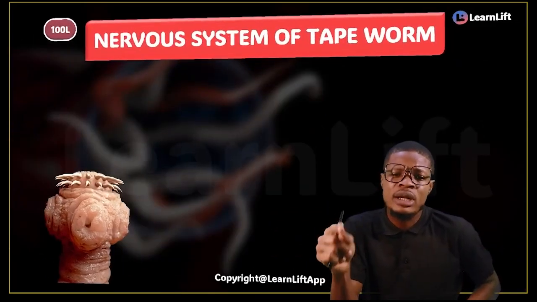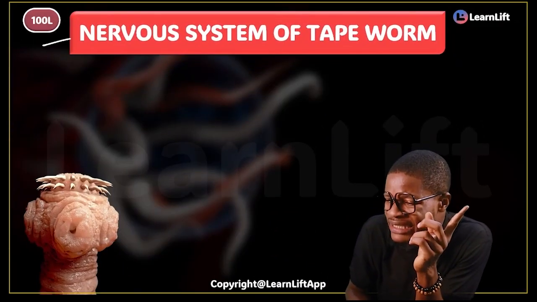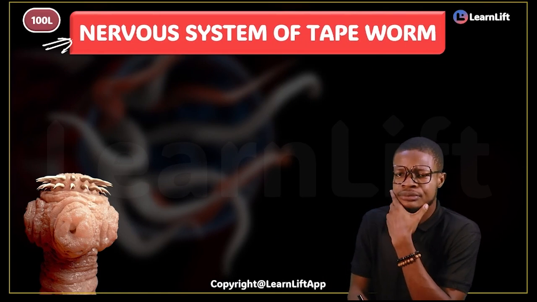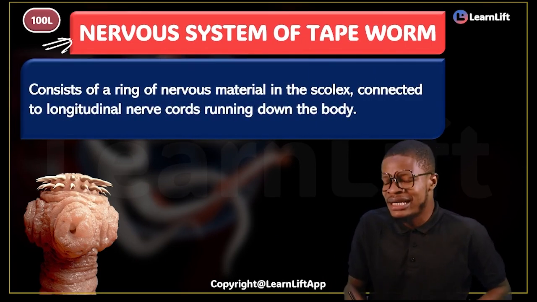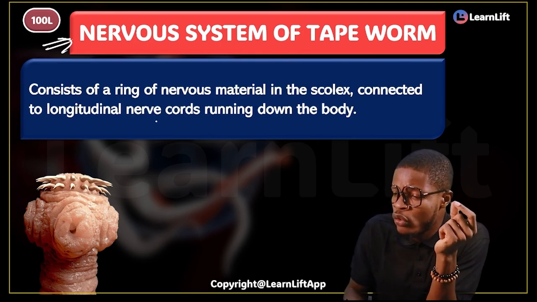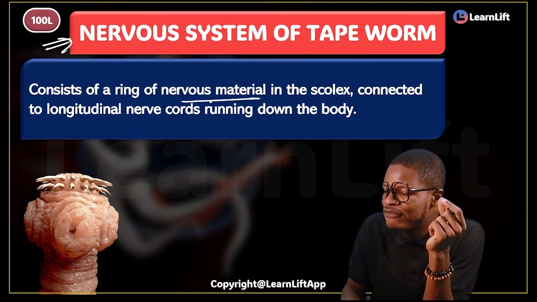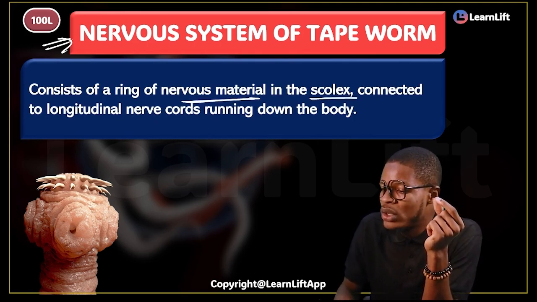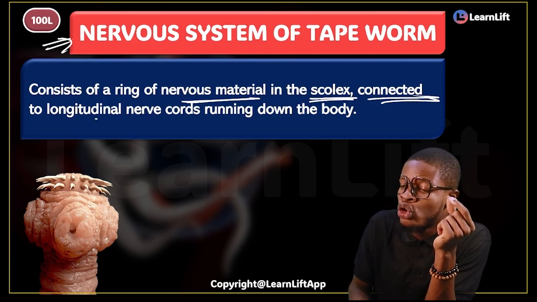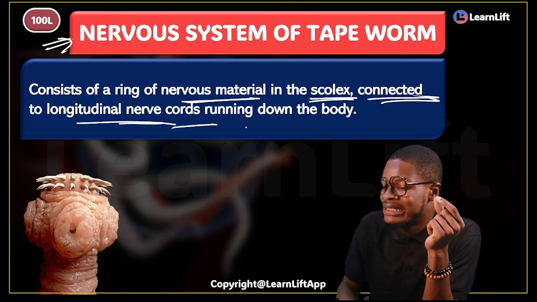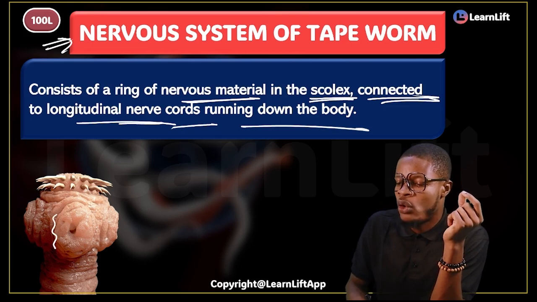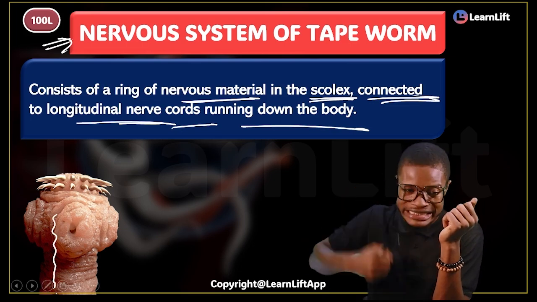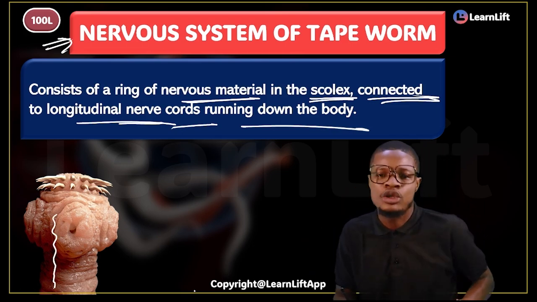Another important thing, very quickly, they want us to know is the nervous system of the tapeworm. What is it that forms the nervous system of the tapeworm? You must know that the nervous system of the tapeworm consists of a ring of nervous material in the scolex that is connected to longitudinal nerve cords that run down their body. So they have more like your nerve cords. Are you getting it now? That run down their entire body.